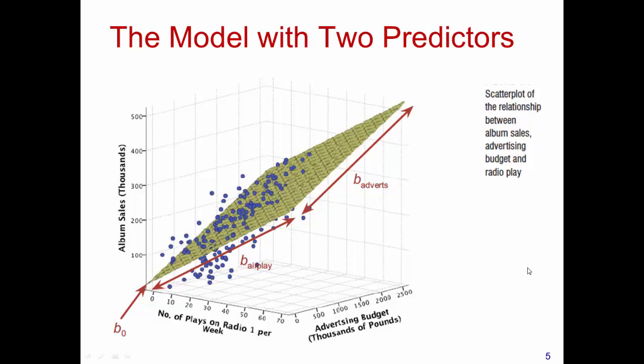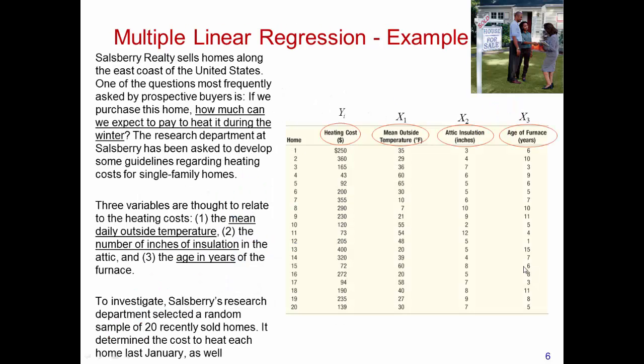So let's go ahead and work an example. Salisbury Realty sells homes along the east coast of the United States. One of the questions most frequently asked by prospective buyers is, if we purchase this home, how much can we expect to pay to heat it during the winter? The research department at Salisbury has been asked to develop some guidelines regarding heating costs for single-family homes. 3 variables are thought to relate to the heating costs. 1, the mean daily outside temperature. 2, the number of inches of insulation in the attic. And 3, the age in years of the furnace.